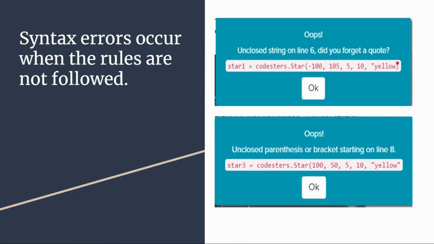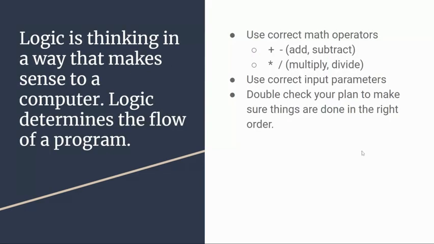So let's look over here. What do you think is missing? We're missing the quotation marks. Yellow should be a string, so it should be enclosed in quotation marks. What about here? What's missing here? We are missing the closing parentheses. So these are both examples of syntax errors.